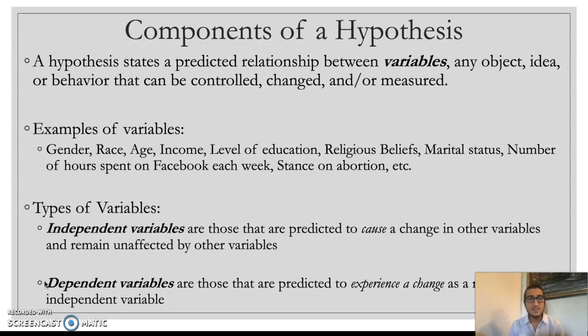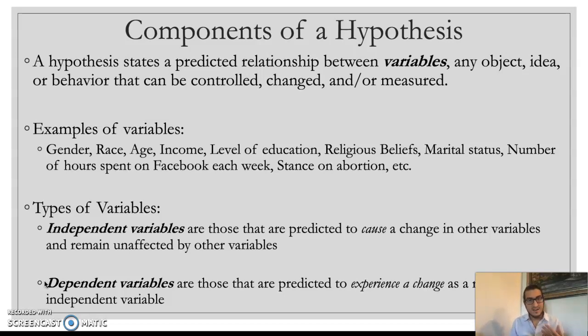Okay. Typically, we talk about two different types of variables. In a hypothesis, you are always going to have an independent variable and a dependent variable. So independent variables are those that are predicted to cause a change in other variables, and they remain unaffected by other variables. Okay, so independent variables, think about that. If something's independent, it stands on its own, right? It's independent. Those are the variables that we predict are not going to be influenced or changed, but we expect that they are going to cause change in other variables, right?